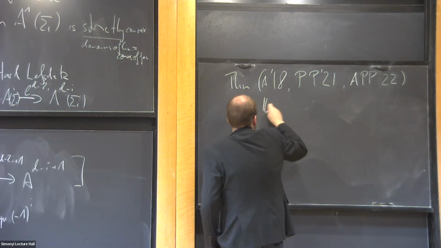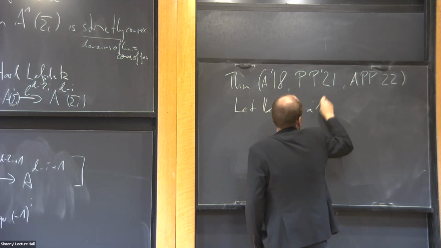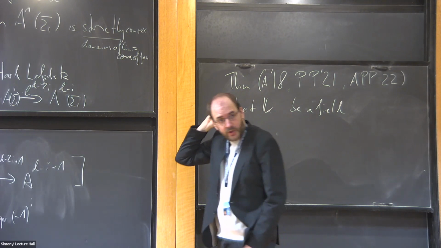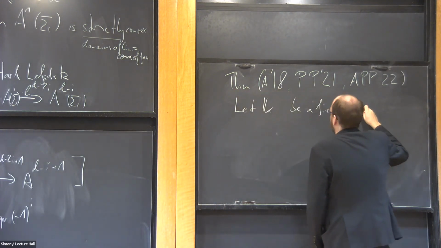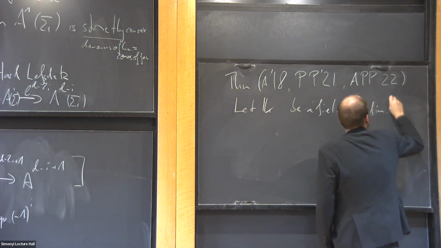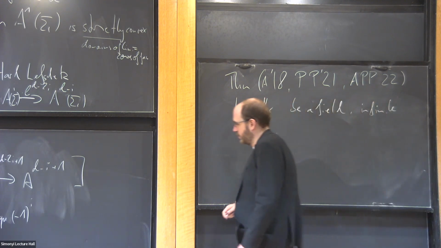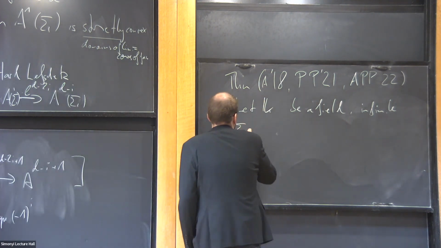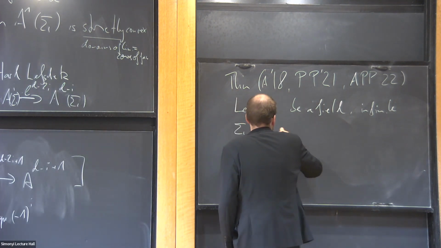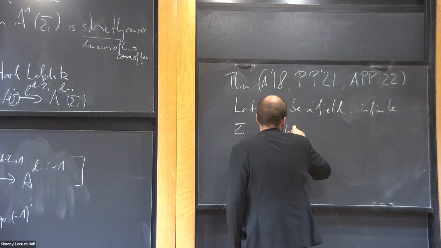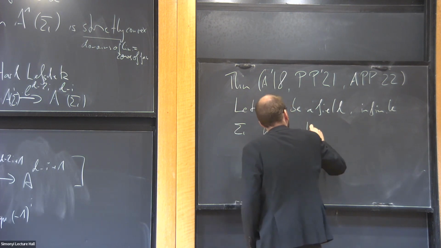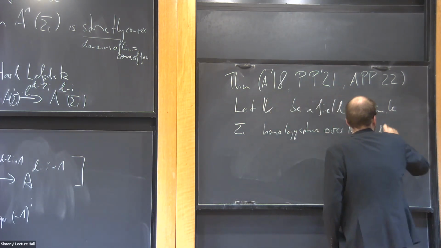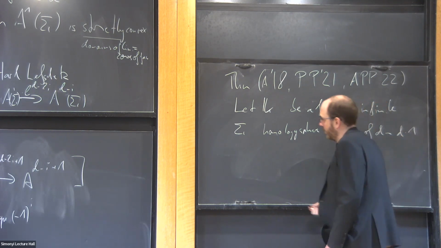So let K be a field. And just for simplicity, let me assume that the field is infinite. Infinite. And sigma a homology sphere over K of dimension d minus 1.